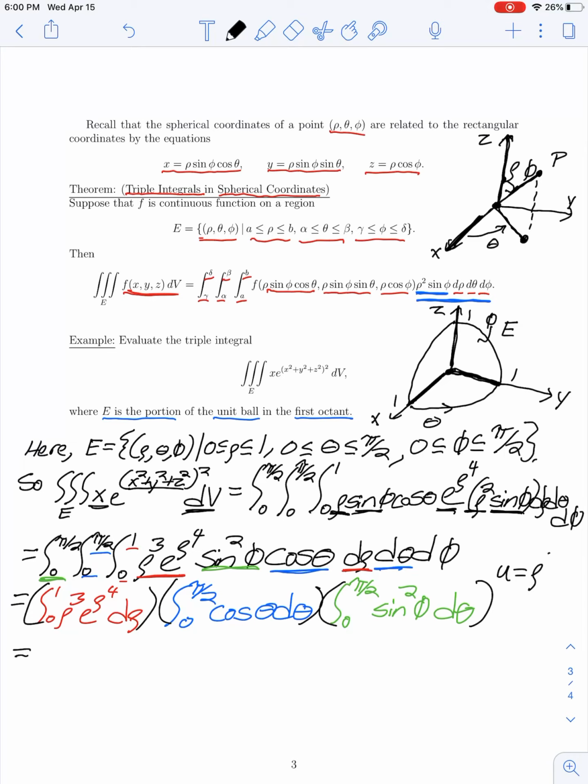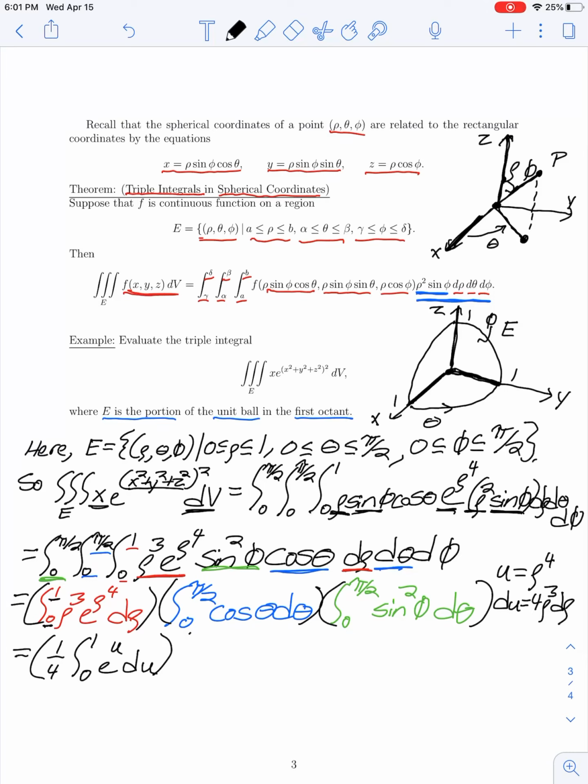We're going to let u equal rho to the fourth, so that du is 4 rho cubed d rho. So solving for d rho, we have du over 4 rho cubed. So that gives us a leftover factor of 1/4. This becomes e to the u du. And our limits of integration were 0 and 1. Now when rho is equal to 0, u is 0. And when rho is 1, u is also 1.